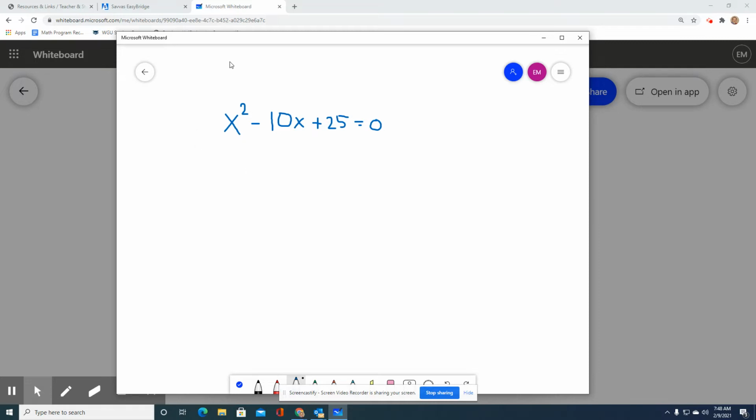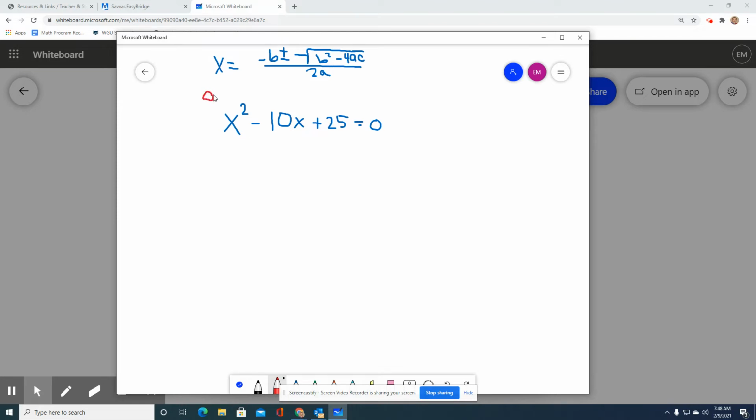I want to refresh your memory that the quadratic formula is x equals negative b plus or minus the square root of b squared minus 4 times a times c, all over 2 times a. Okay, you need to remember a few of the coefficients that we talked about.